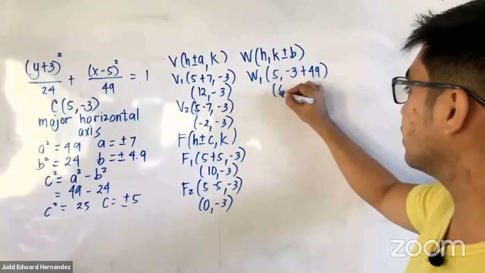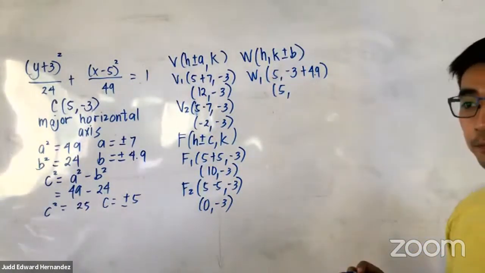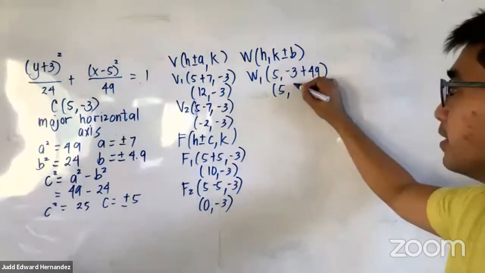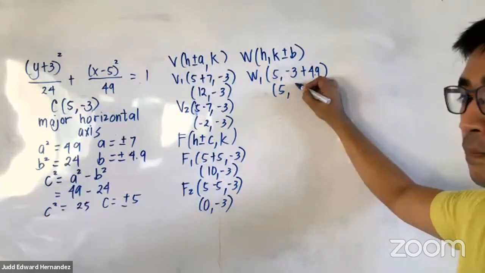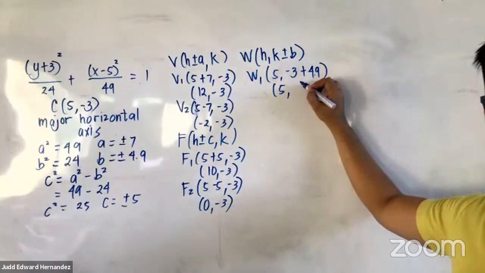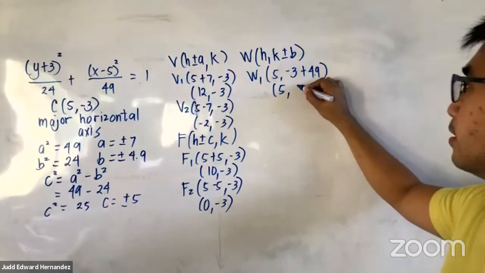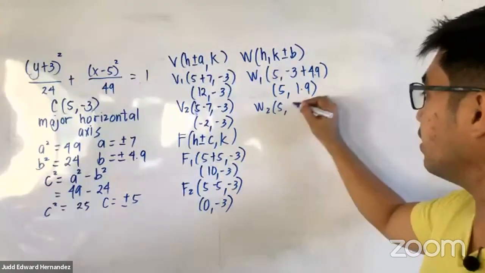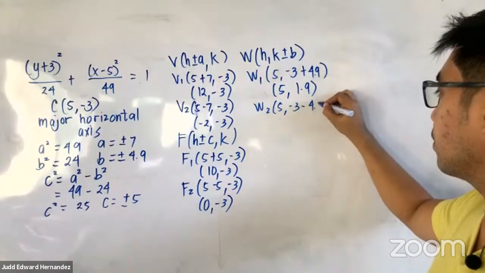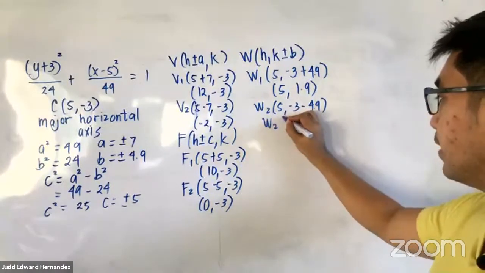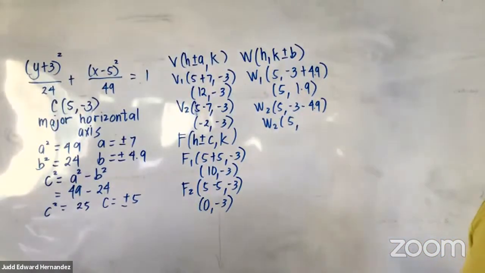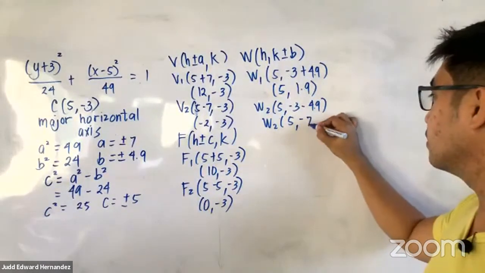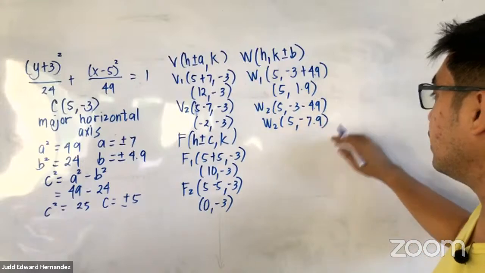Therefore, W1 is located at 5, negative 3 plus 4.9. What is negative 3 plus 4.9? Positive 1.9. Our W2 is located at 5, negative 3 minus 4.9. Therefore, W2 is located at 5, negative 3 minus 4.9, which is negative 7.9. Okay?